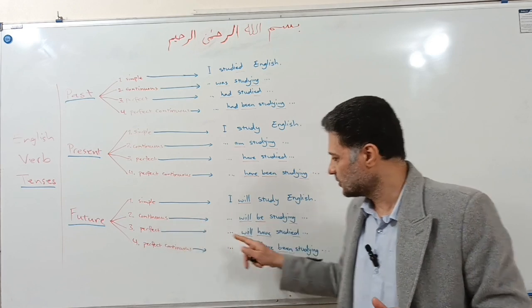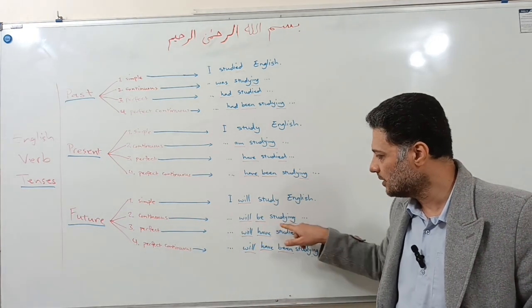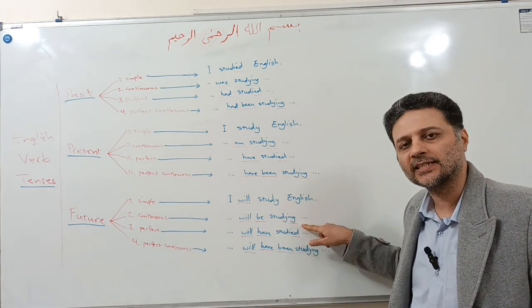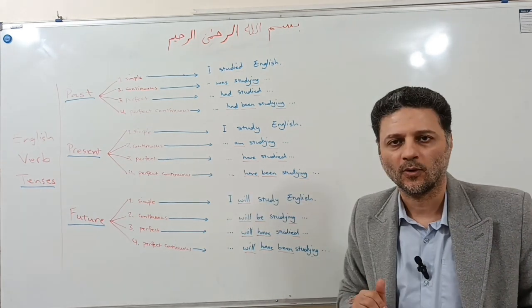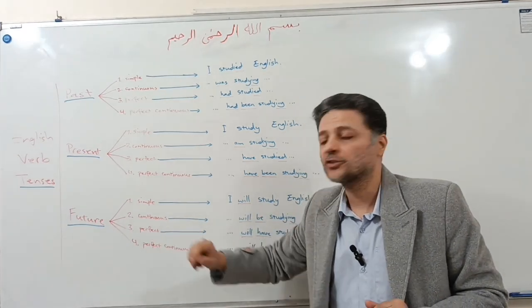But the second one, continuous tense, you add be. Will be and verb plus ing. Studying. I will be studying, for example, for 2 hours tomorrow. Okay? And the third one, future perfect tense.